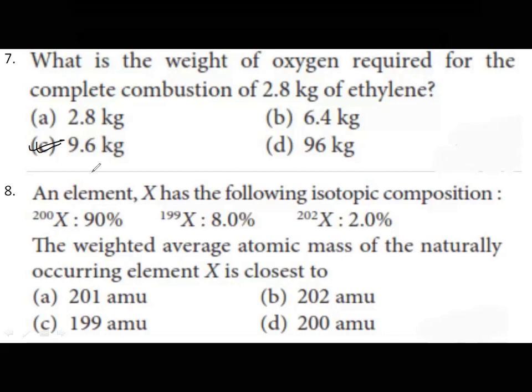Next question. An element X has the following isotopic compositions. X with mass 200 is 90%, 199 is 8.0%, 202 is 2%. The weighted average atomic mass of naturally occurring element X is closest to. See, when I was discussing atomic mass, I also discussed the average atomic mass. So how do we find the average atomic mass of the given element X?